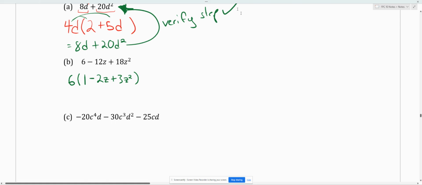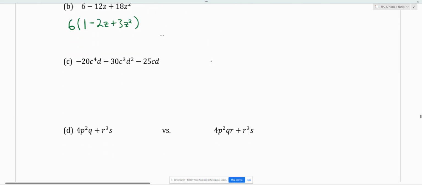All right, let's try C. Okay, what is my GCF of my coefficients? Negative 20, negative 30, negative 25. I know that that's going to be 5. There's nothing bigger that's going to divide all three of those because they end in zeros and fives. And there's something that we need to take note of here. I'm actually going to take out a 5, but I'm going to take out a negative 5.